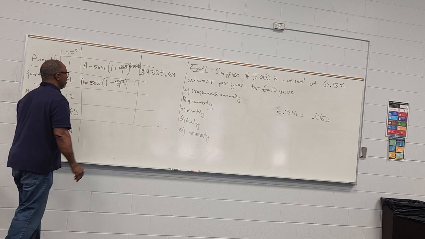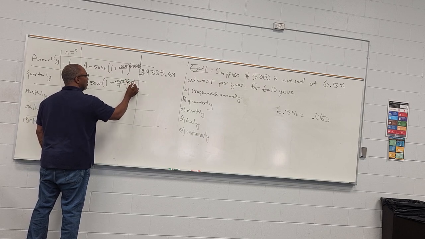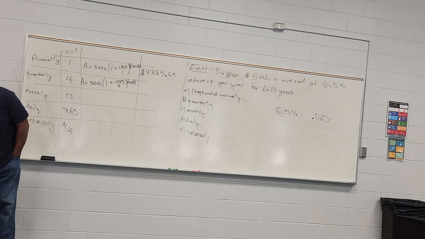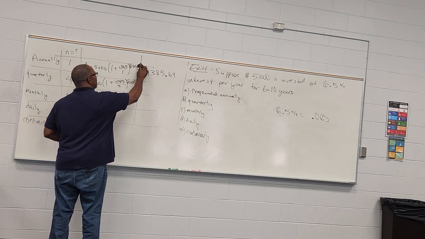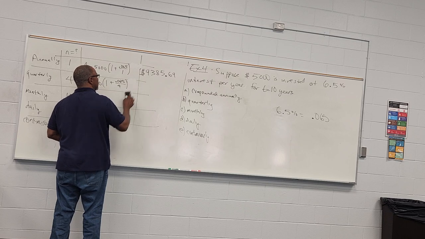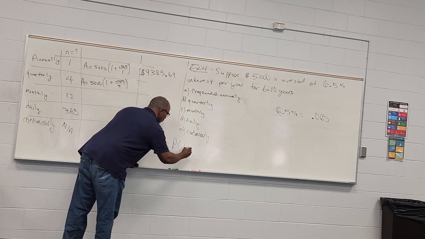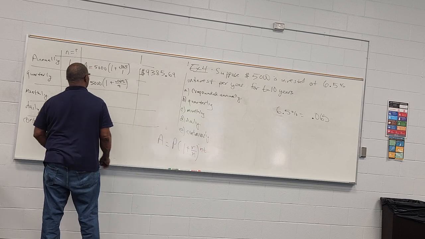Okay. And here you have 0.065 times, oh wait a minute, it's N times, I'm sorry. Let's write the formula so we don't make simple mistakes. So the formula was A equals P, 1 plus R over N, to the NT, N times T.